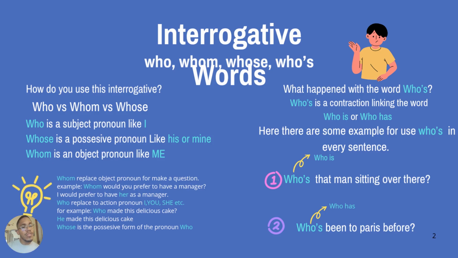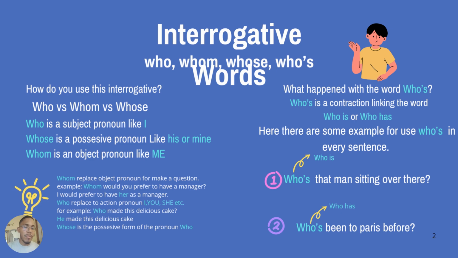Who replaces the subject pronouns I, you, she, and so on. For example, who made this delicious cake? He made this delicious cake. He is the subject. He is what replaces who after asking the question.